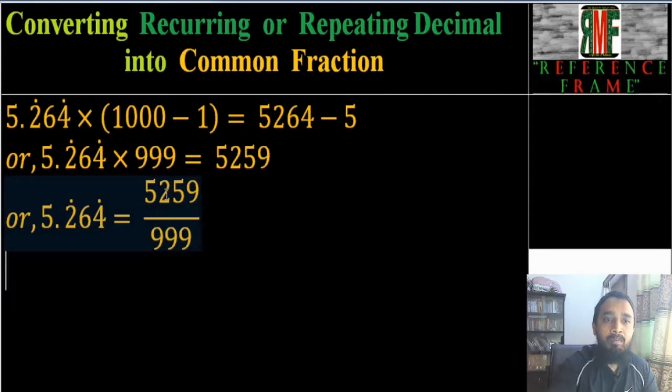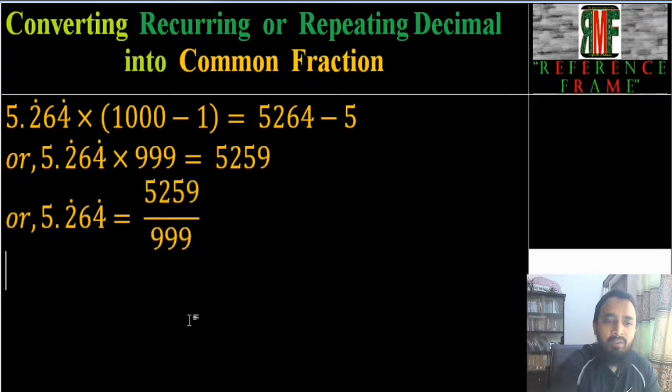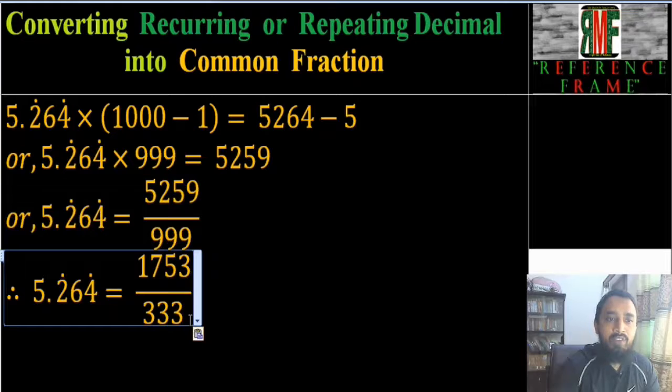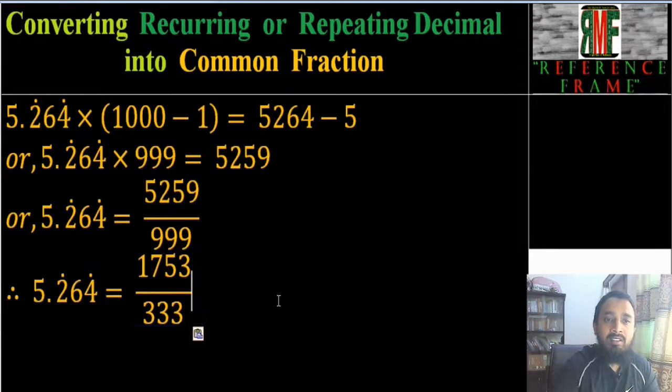Look, 5 plus 2 is 7, 7 plus 5 is 12, 12 plus 9 is 21. So this is divisible by 3, and the denominator is also divisible by 3. By simplifying them, we get the result: 5.264 recurring is 1753 divided by 333. So this is our desired result.